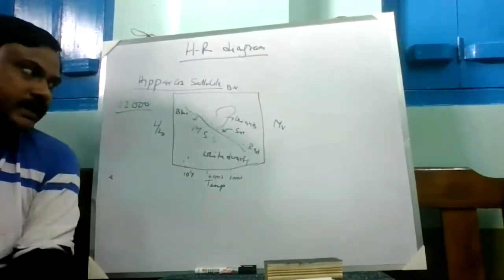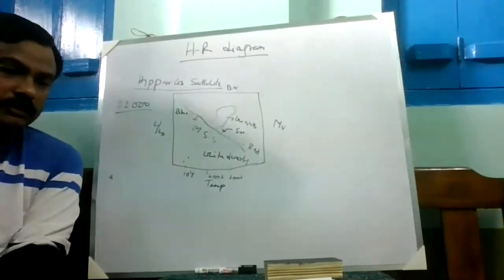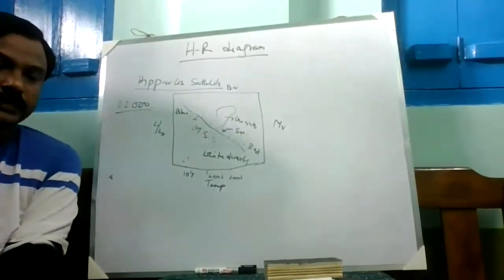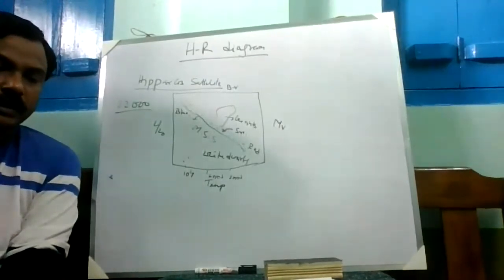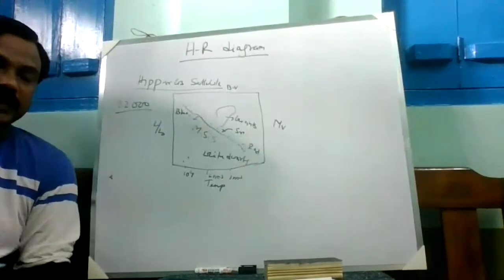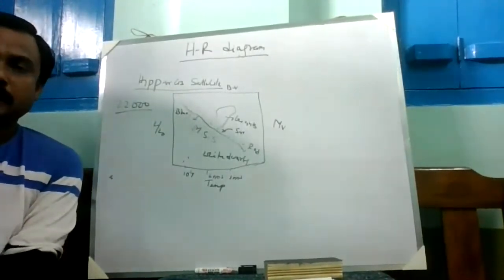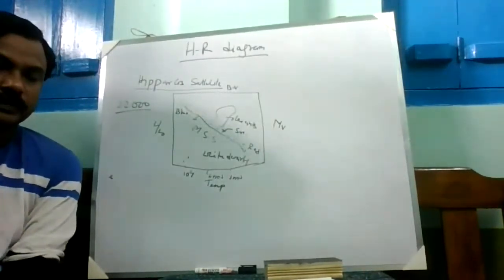So, this is the HR diagram of the Hipparchus satellite. This also resembles the original HR diagram. Now, the masses of the stars and their lifetime in the main sequence have also been calculated by simulation method.